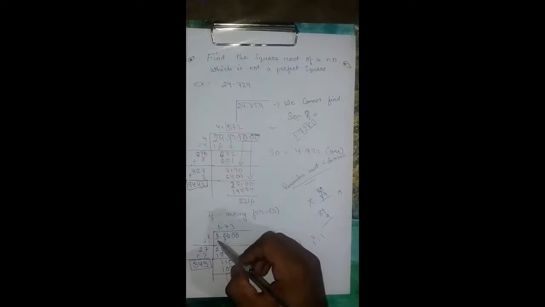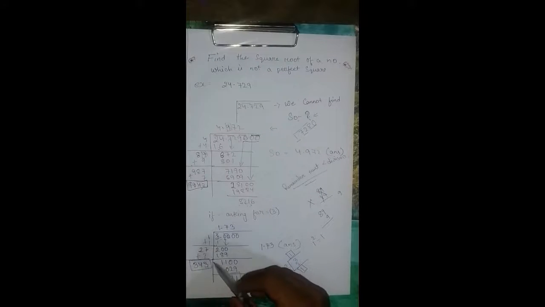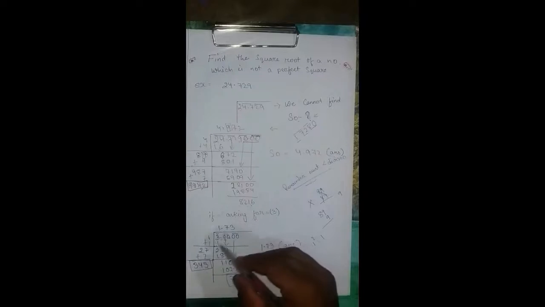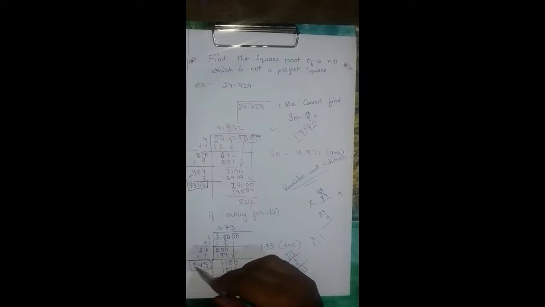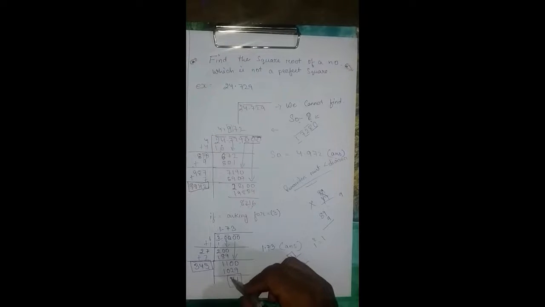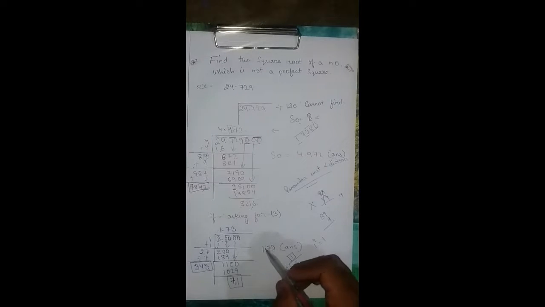Here see 1 1 is 1, 3 minus 1, 2 point, then automatically this 0 will come. 27 into 7, 189. We'll add here 27 plus 7. Okay, then we'll do minus, then 11, then automatically this 0 will come here. Then 27 plus 7, 34, 343 into 3 is equal to 1029. Remainder is 71. Okay, when this remainder is smaller than the divisor, the answer is only up to 7.13.